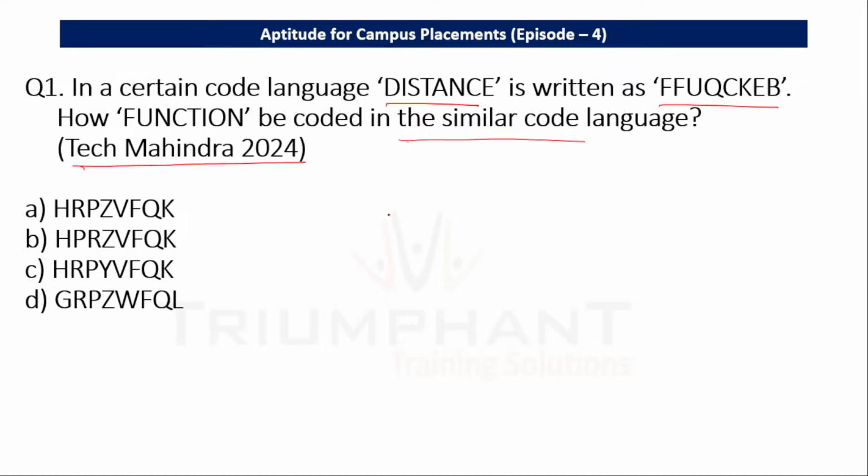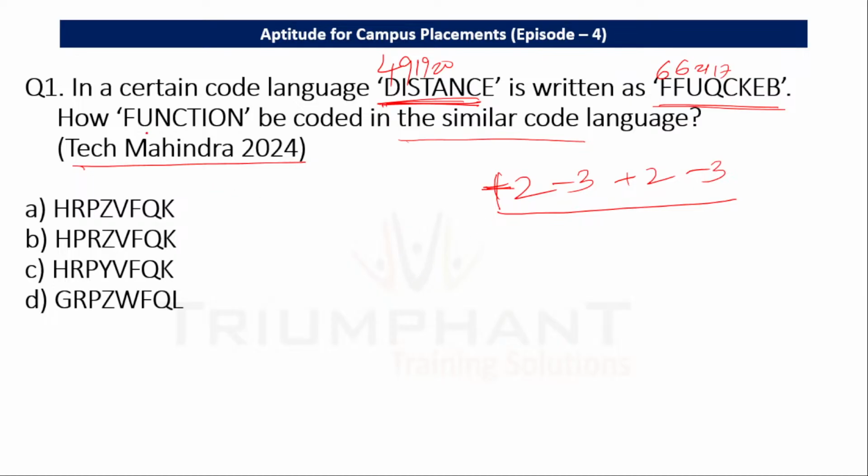Right, so here is the answer. If you see, the letters of the word distance are replaced by new letters. So D is 4 and it is replaced by F, 6, so it is plus 2. I is 9, it is replaced by F, 6, so minus 3. S is 19, it is replaced by U, 21, so plus 2. And T is 20, replaced by Q, 17, so minus 3. So it's clearly the letters of the word are replaced by plus 2, minus 3, plus 2, minus 3 alternately.